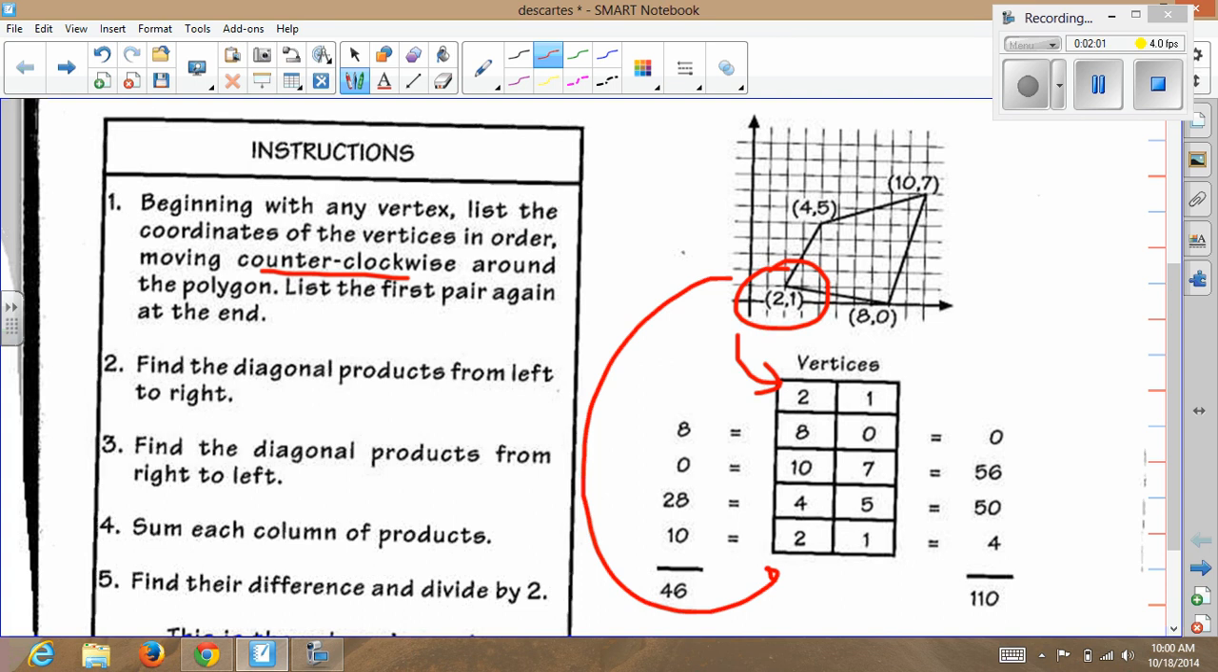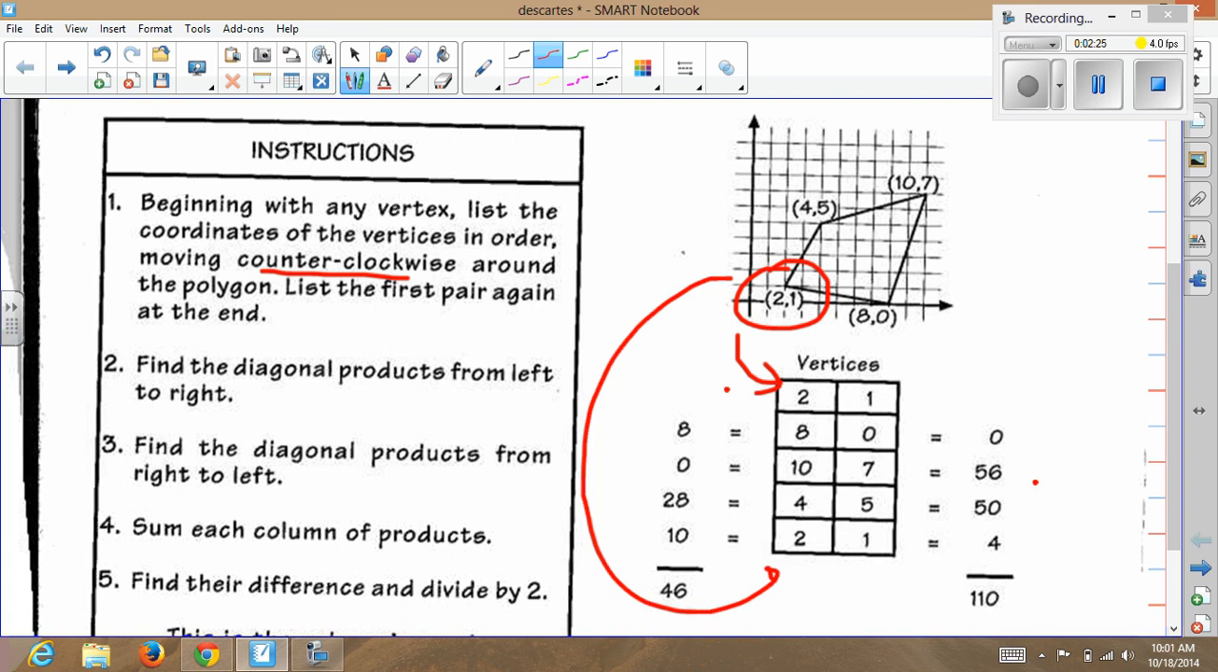Then you begin and you do diagonal products from left to right. So from left to right, I'm just going to come down like this and do my diagonal products. So 2 times 0 is 0, 8 times 7 is 56, 10 times 5 is 50, and 4 times 1, that's 4.